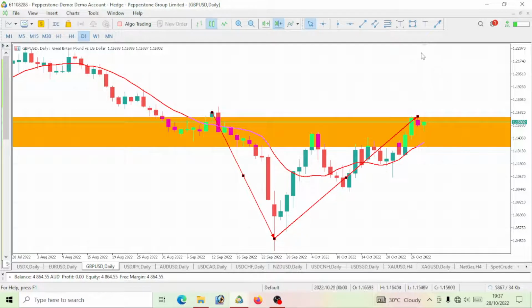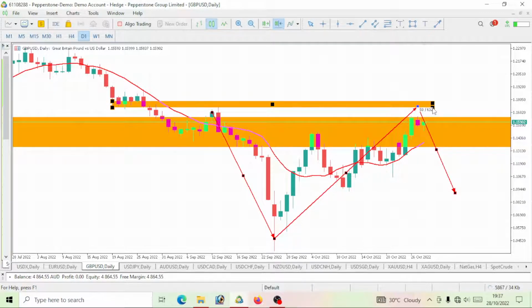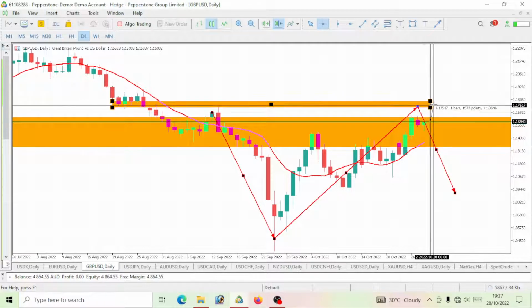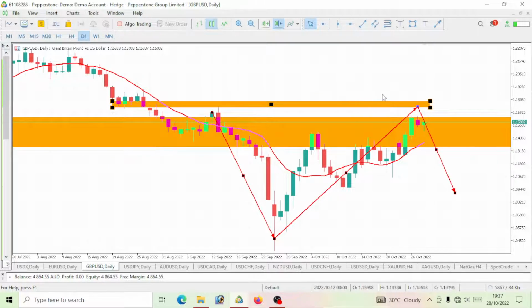So after this pullback, what do we expect? We expect a bearish move, but I also said that we still have about 150 pips bullish move to be made first before we go bearish, right? So this is why I said it. So we've highlighted here, we saw price tested this level, right? We saw price came to this level, right? And if we drag it here, you'll see that from here to this same level, we have 150 pips bullish move to be made.